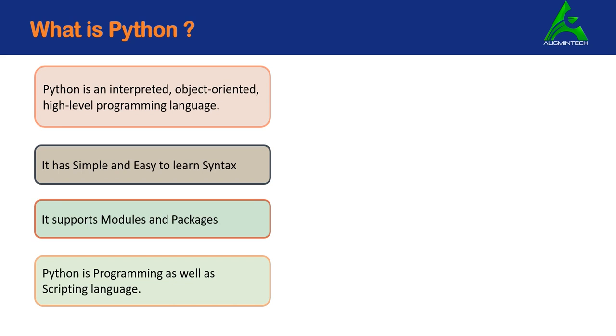So what is the use of a scripting language? A scripting language, or script, is used to automate the execution of tasks, or it is used to control another software application. So it means that all programming languages are not scripting languages, but all scripting languages are programming languages.